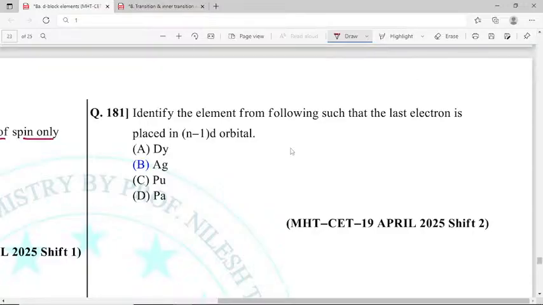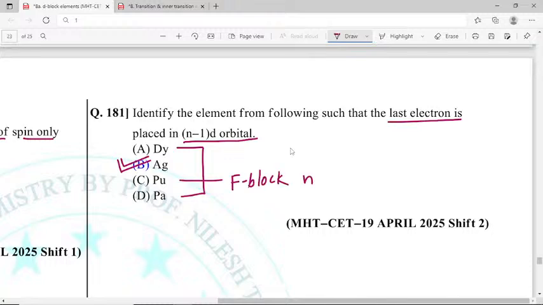Identify the element from following whose last electron is placed in the n-1 d orbital. Silver. And the remaining options, dysprosium, plutonium, protactinium, are f block elements, n-2 f. Inner transition series.